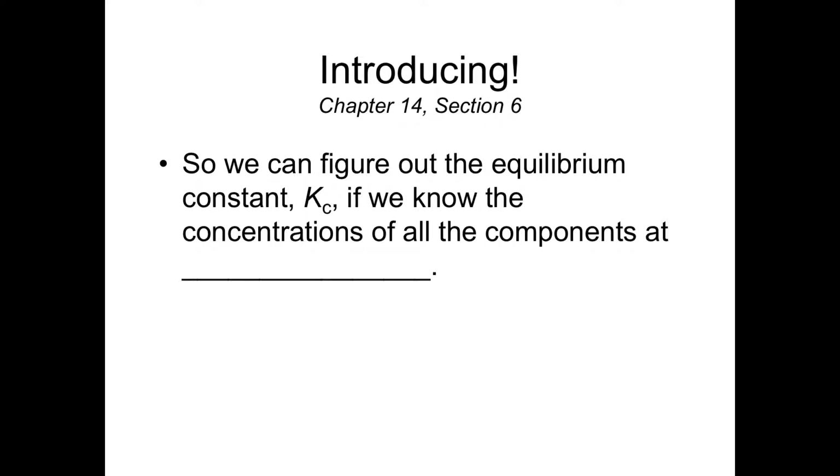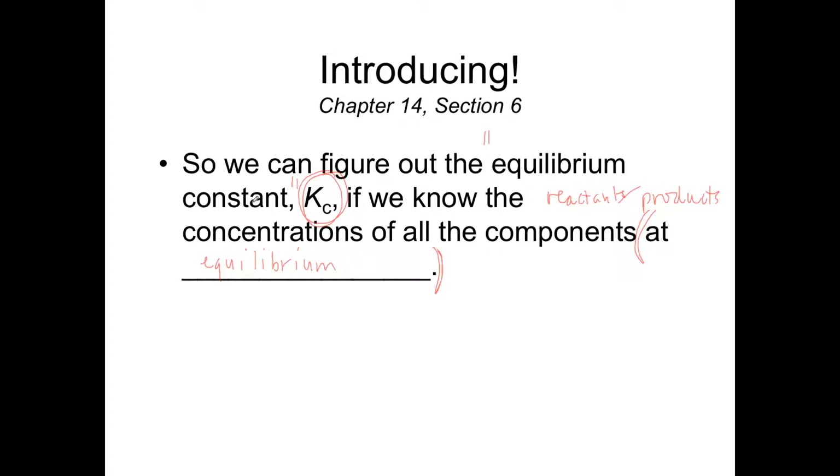Alright, so chapter 14, section 6. We can figure out the equilibrium constant, which we typically write as Kc. We can figure out the equilibrium constant if we know the concentrations of all the components, that is all the reactants and products. Oh, by the way, with this one qualifier, we can figure them out if we know them at equilibrium.